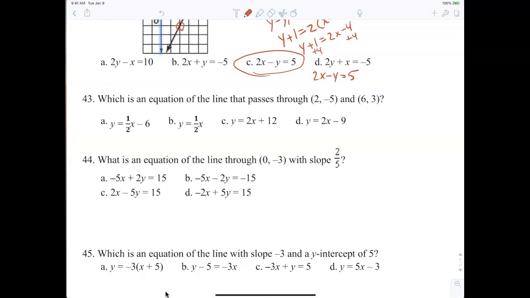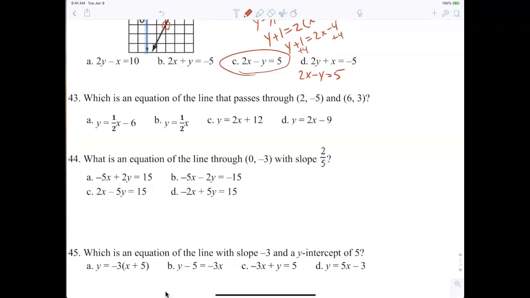Now here, which equation line passes through? All right, so we have to find the slope. In order to write the equation, you always need a point and a slope. We have 2 points, so let's find the slope. So it'd be 3 plus 5 over 6 minus 2, 8 over 4 equals 2.